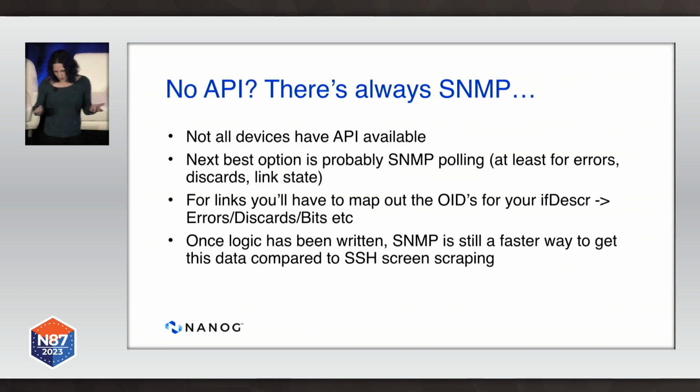So if there's no API, I mean, there is always SNMP, because not all devices do have APIs. So I'd say SNMP is probably your next best option, at least for some things like errors and discards and link states. And that's what lots of your monitoring tools are going to be using already. But of course, for links and stuff, you're going to have to map out those OIDs for your if descriptions to your errors and discards and bits. So it's tedious, but it is another option you have if you don't have an API on your device. And once the logic has been written, SNMP is still another faster way to get the data compared to SSH screen scraping.